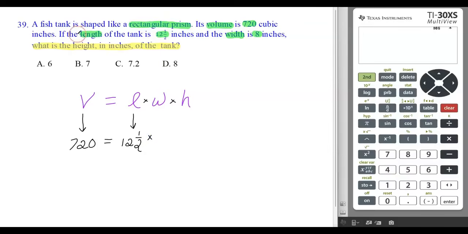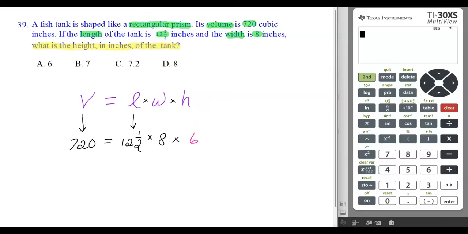The width, are we given the width? Yeah, we're given the width here. It says the width is 8 inches. Place the W here. I won't put an arrow here this time. The W with 8 times the height. Are we given the height? No. It says what is the height, but one of these is the height. So we'll use our answer choices to help us. Let's see if the height is 6. So I will replace height with 6.